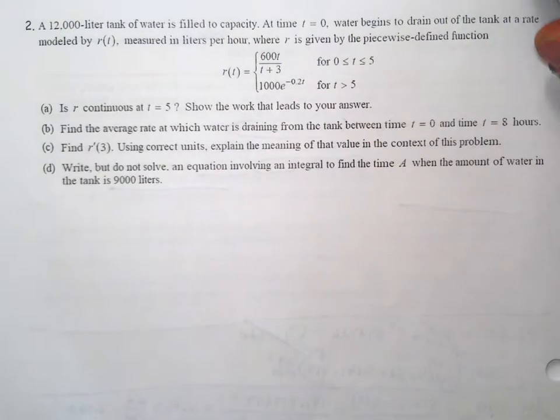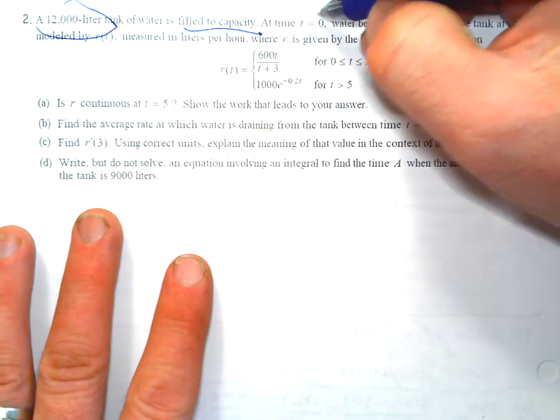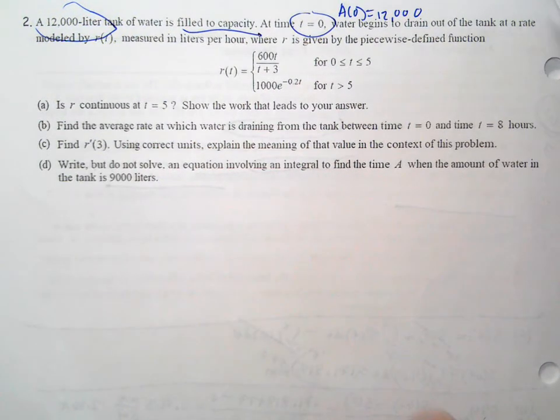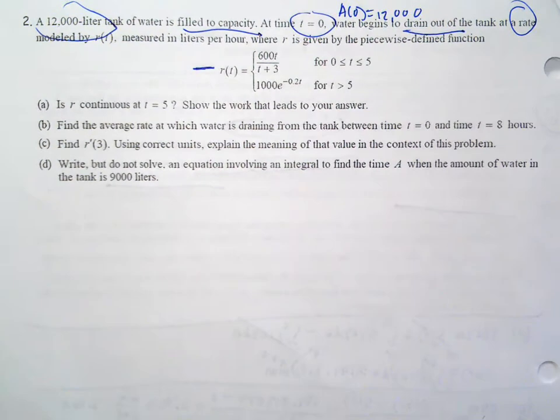Next problem says a 12,000 liter tank of water is filled to capacity. At time 0, water begins to drain out of the tank at a rate modeled by R(t), measured in liters per hour, where R is given by the piecewise defined function. So this sounds like a rate model problem. It's a 12,000 liter tank that's filled to capacity at time 0. So the amount at 0 is 12,000, right? And then this is the rate at which water is draining out. So this is a leaving rate, right? So I like to put a negative there.